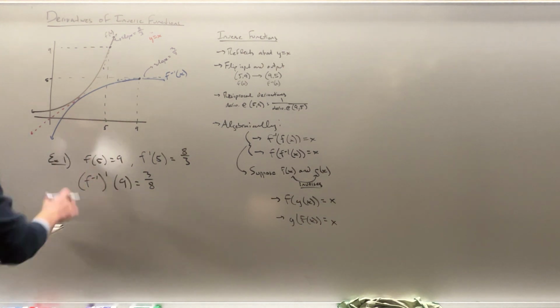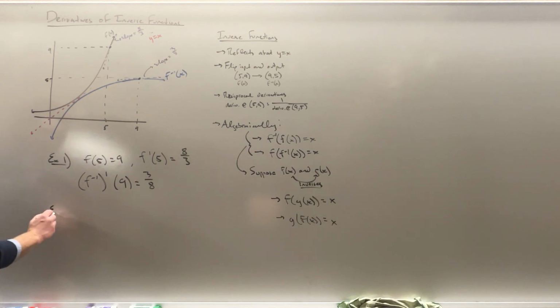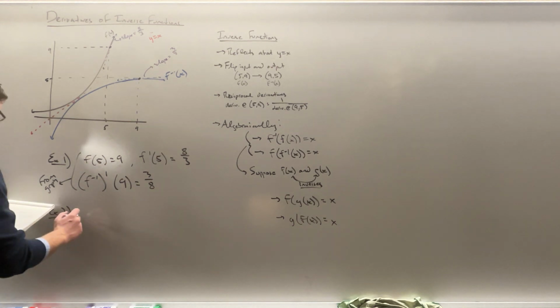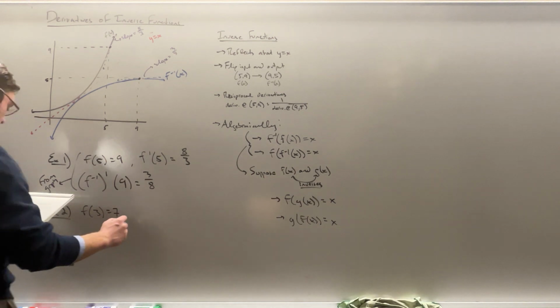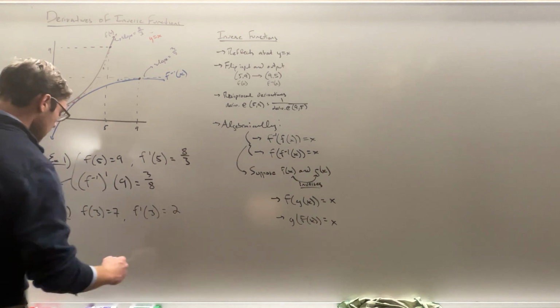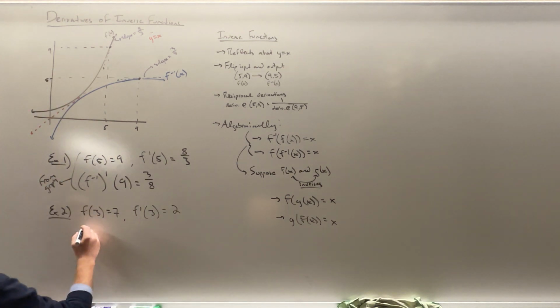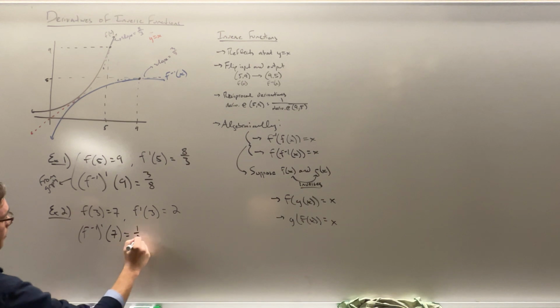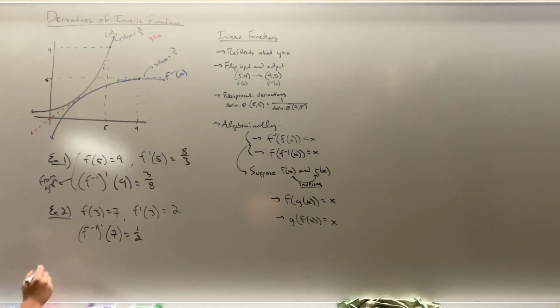Okay, so just looking at this pattern, let's do a different one. This is a completely separate example, not from the graph. Let's say we have f of 3 equals 7, and we have f prime of 3 equals 2. Then you would just say, what's the derivative of the inverse function at 7? Well, it's just going to be 1 over that, 1/2. So a little bit of pattern recognition here. We'll go through one more.